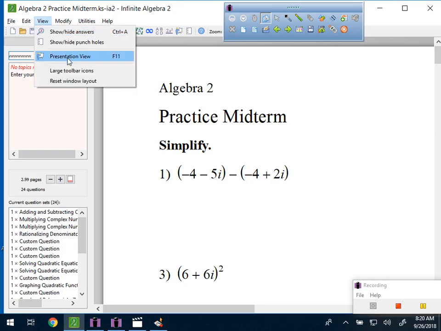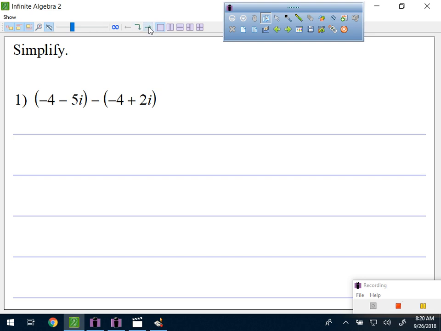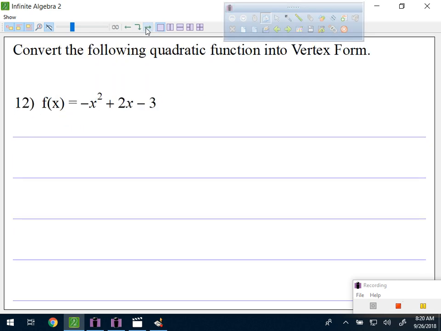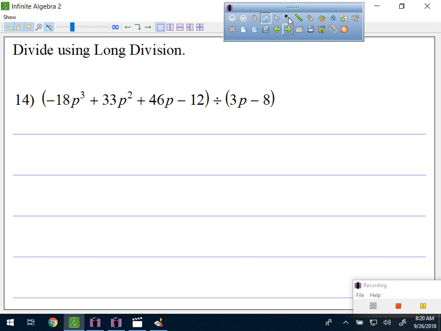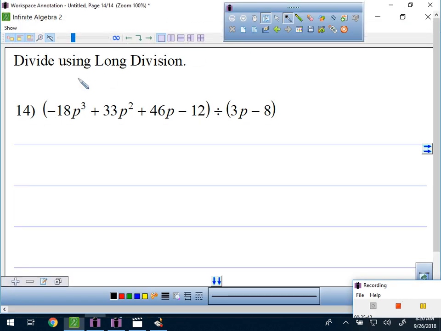Let me go to view, presentation mode, and then let's go up to number 14 now. All right, good. Number 14. For number 14, it is a long division problem. I wouldn't write this down because the way we're going to write it down is like this.